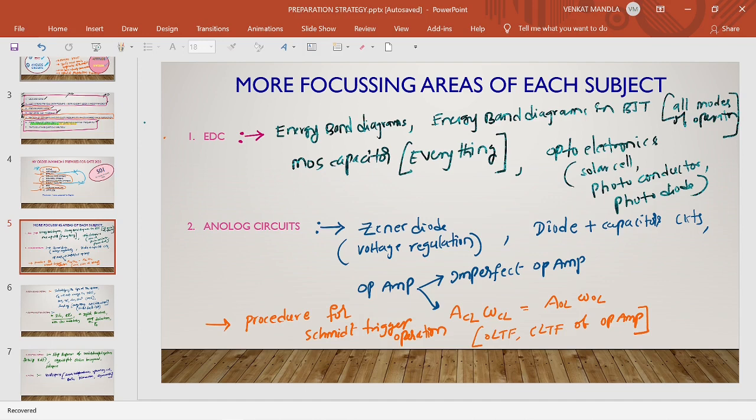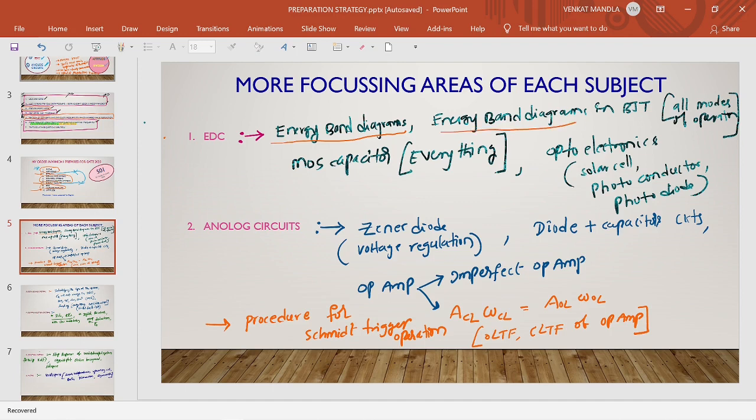So in EDC, energy band diagrams. Try to draw energy band diagrams from the first topic to the last topic. What is the first topic? Semiconductor physics. Try to draw all the energy band diagrams, and try to label everything in the energy band diagram.